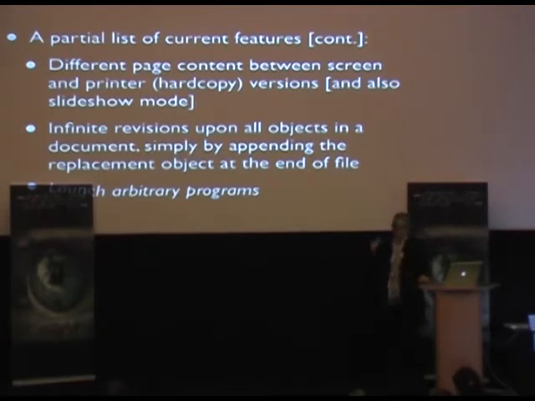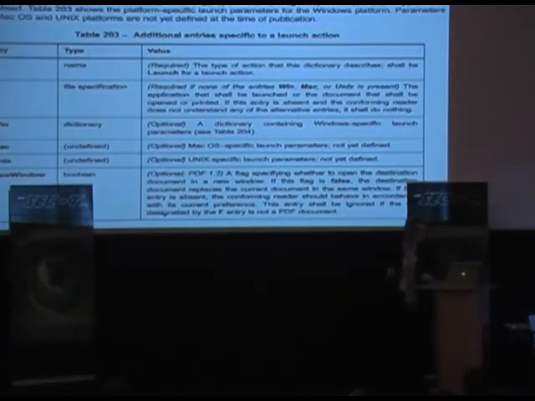Also, every single object in the document can have an infinite number of revisions. Well, almost infinite, but it's 65,000 versions of any particular object just by simply appending a new copy to the end of the file. And when I was reading through the spec for the PDF, I was just amazed when I came across this. So I read this and I was like, no, they couldn't have possibly done this.